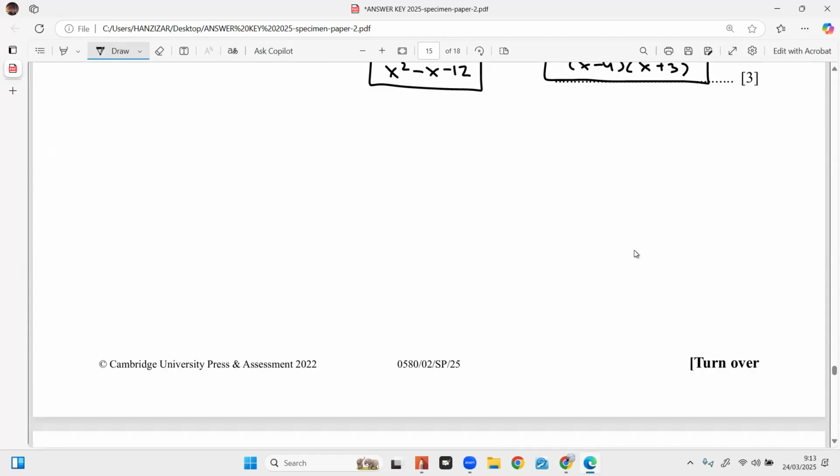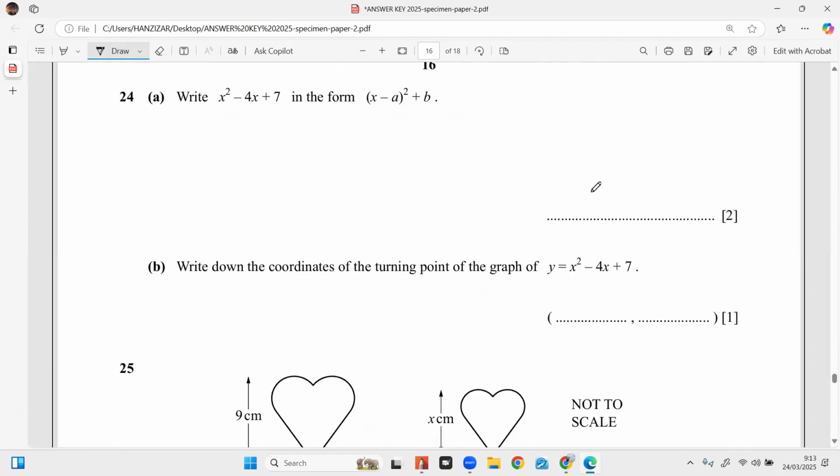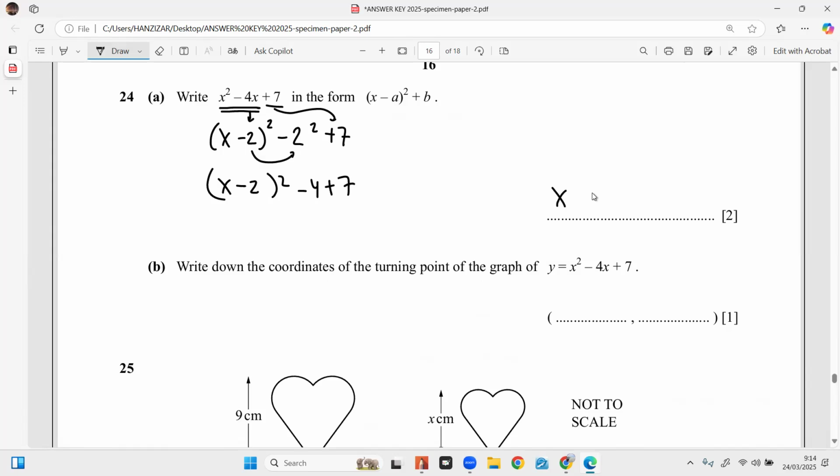Okay, continue, yeah. Now, number 24, it is about the completing square. If we have x squared minus 4x, you divide this by 2. Put the square, subtract 2 squared. The rules for complete square. And then add 7. So we have x minus 2 bracket square minus 4 plus 7. x minus 2 bracket square plus 3.